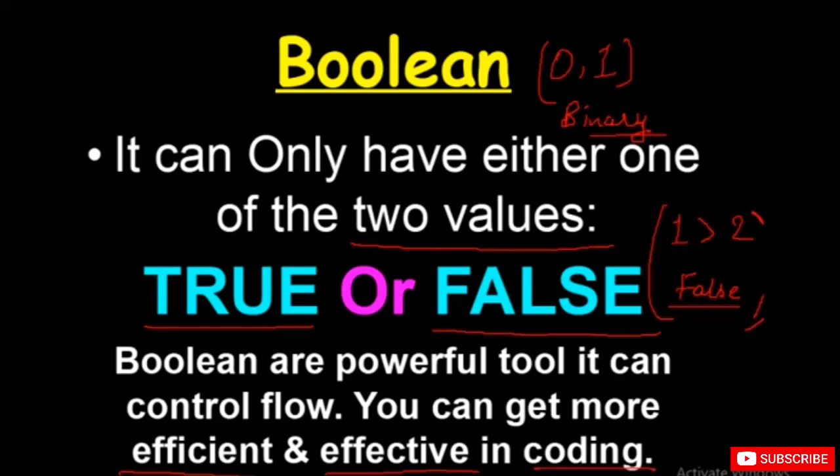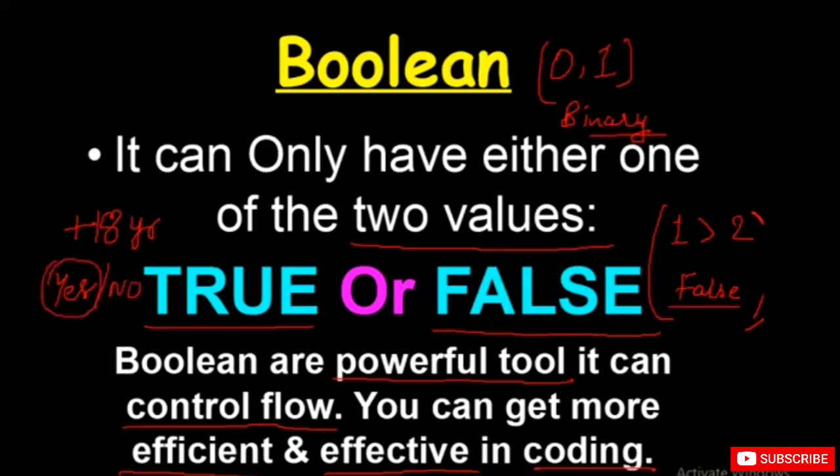Well, you might be asking how. It's a powerful tool. We can control the flow, meaning we can decide when a program has to end and when it has to run. Like you have seen on so many websites or software where it is written 'plus 18 years only'. If you say yes, it will open. If you say no, it will not open. This is one of the possible cases. There are so many, but I think this one is relatable.